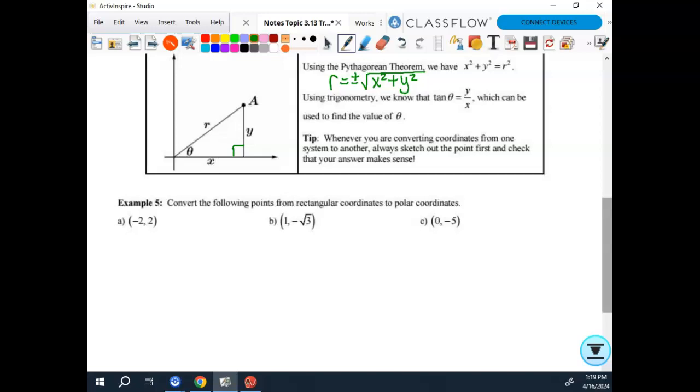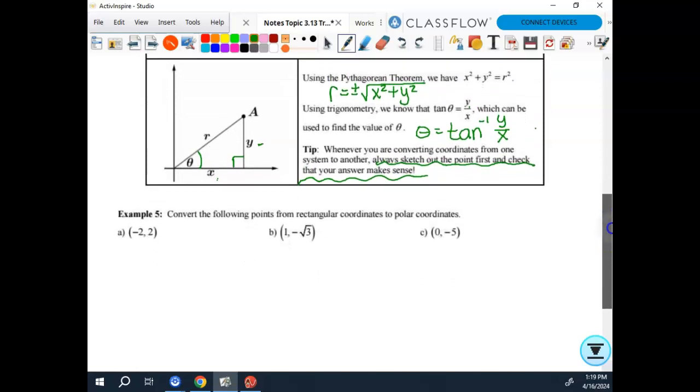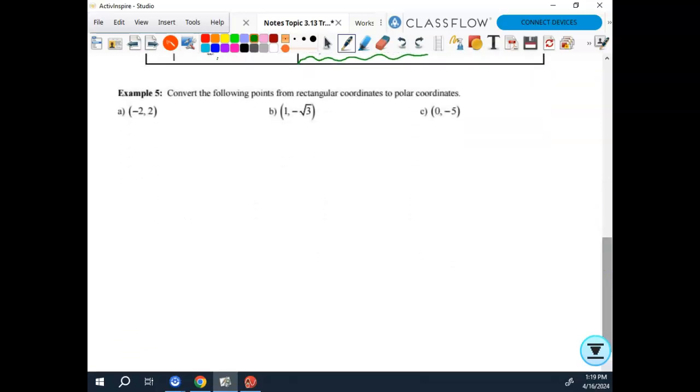Now, then we also know that tangent, so here's my theta, tangent is y over x, opposite over adjacent, right? Which means that theta is equal to the tangent inverse of y over x. And I skip this step a lot of times because it's just more to write. I mean, we still take the inverse, but we kind of take the inverse from here, which is fine. And once again, whenever you're converting coordinates, always sketch out the point first and check your answer. It's important. Okay? So let's convert these.